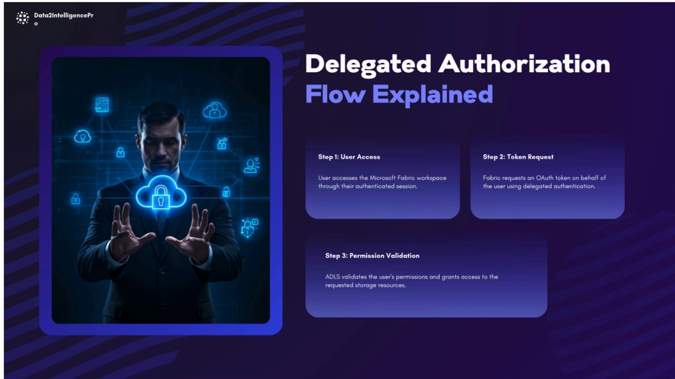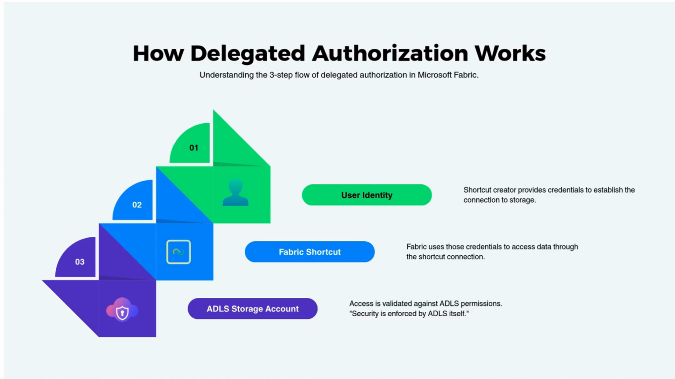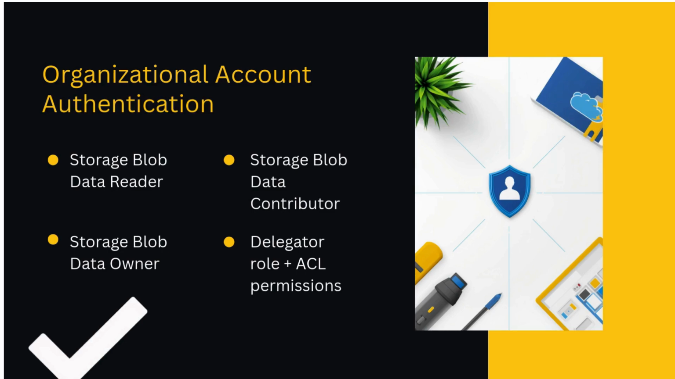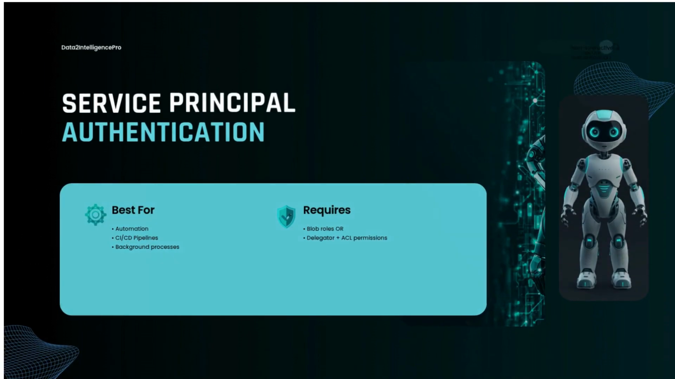ADLS shortcuts support the following delegated authorization types: organizational account, must have storage blob data reader, storage blob data contributor, or storage blob data owner role on the storage account. Service principal and workspace identity, must have storage blob data reader, storage blob data contributor, or storage blob data owner role on the storage account.